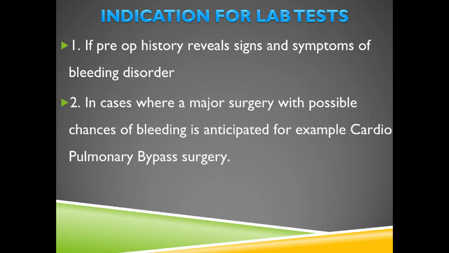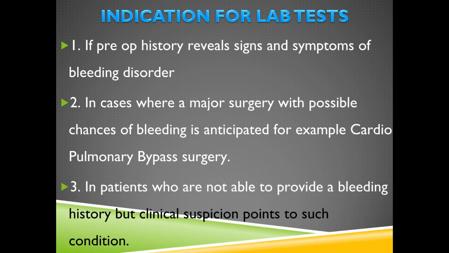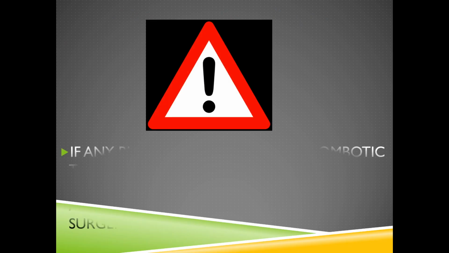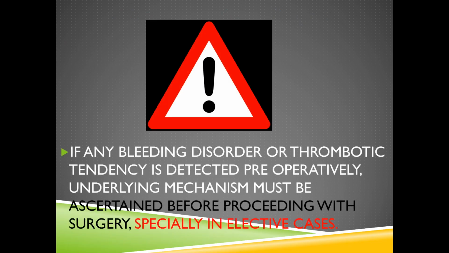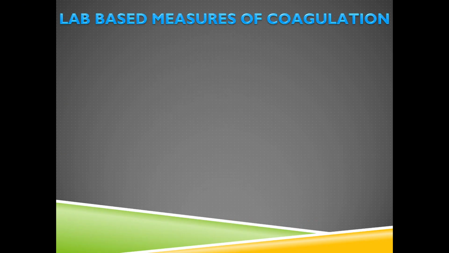Now, indications for lab testing. History reveals signs and symptoms of a bleeding disorder. Cases where major surgery is planned and chance of bleeding is anticipated, like cardiopulmonary bypass surgery or liver transplantation. In patients who are not able to provide a bleeding history, but clinical suspicion points to such a condition. In these patients, we have to do the lab testing. And if any bleeding disorder or thrombotic tendency is detected preoperatively, the underlying mechanism must be ascertained before proceeding with surgery, especially in elective cases. And lab-based measurements are platelet count.